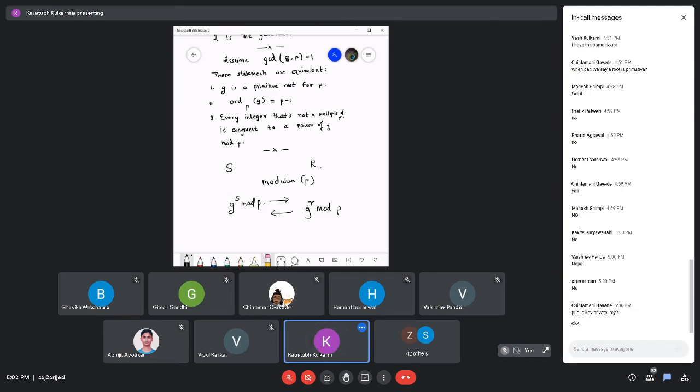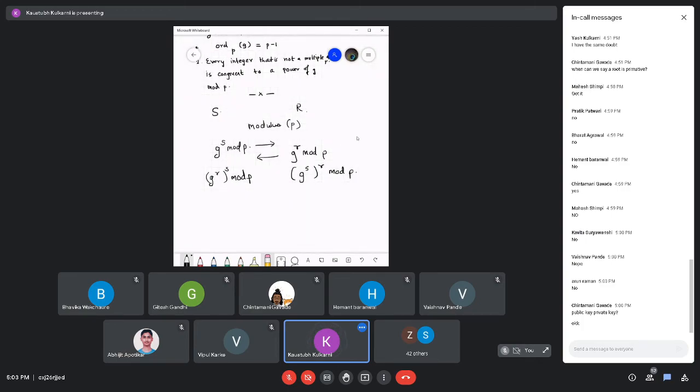Now both of them again raise whatever they received from the other party to their own power. So S raises whatever he received from R, which was G raised to R, to the power S, and R raises whatever he received from S to the power R, modulo P. Now this is the shared secret that both of them have.